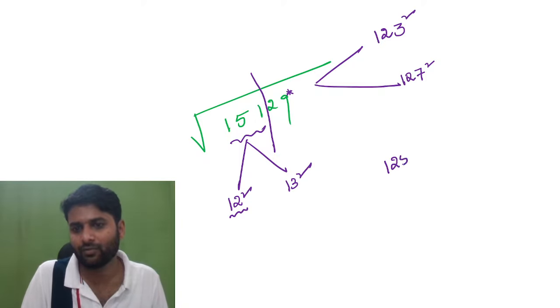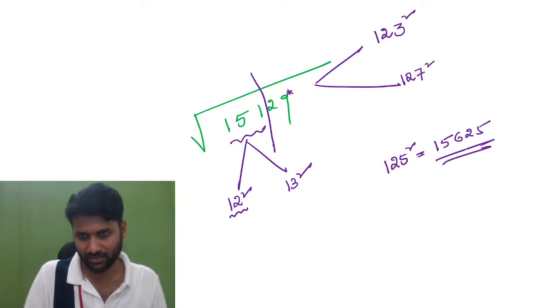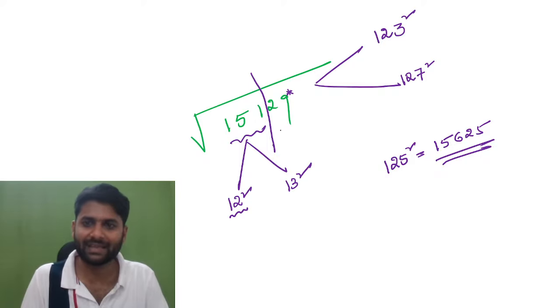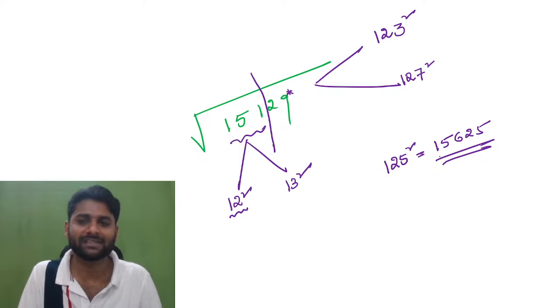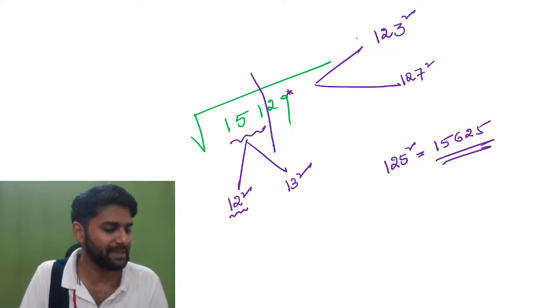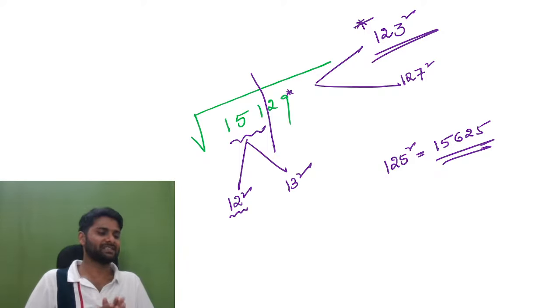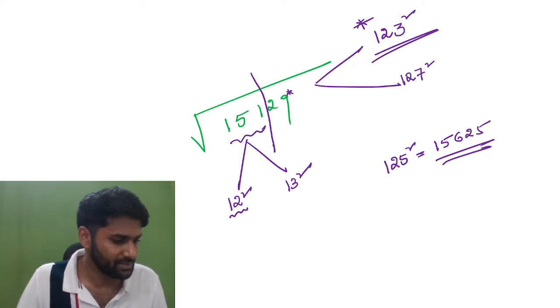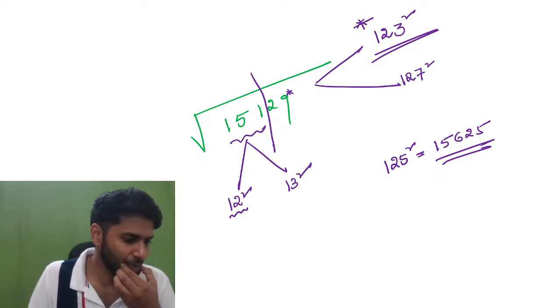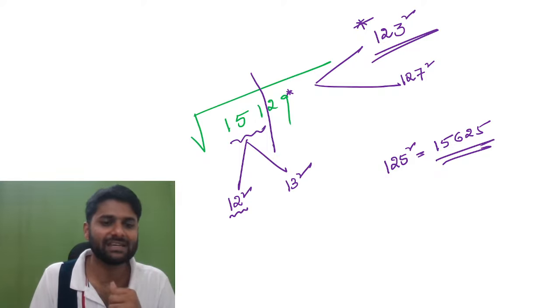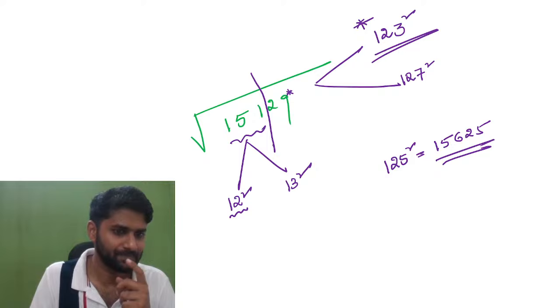Let's take the help of 125 square. 125 square, you know the logic, is 15625. So here 15129 is less than 15625. So your answer must be less than 125 square. Less than 125 square means the answer is 123 square. So is it clear? I hope you understand both squares and square roots.